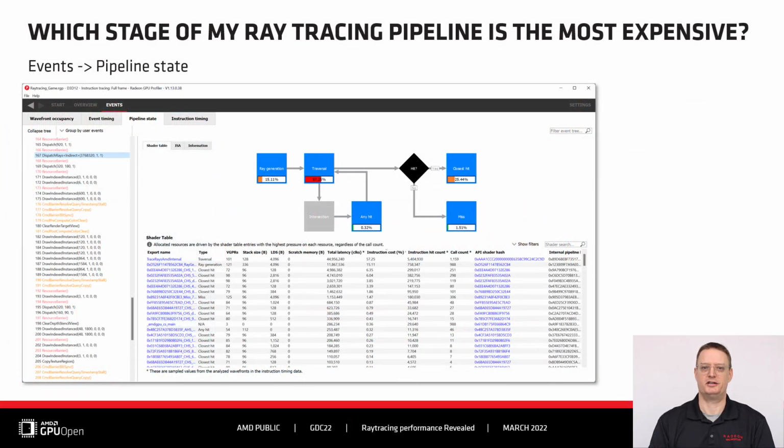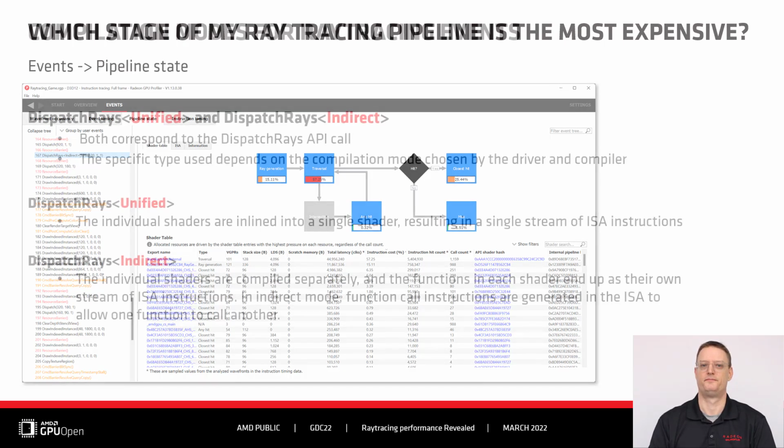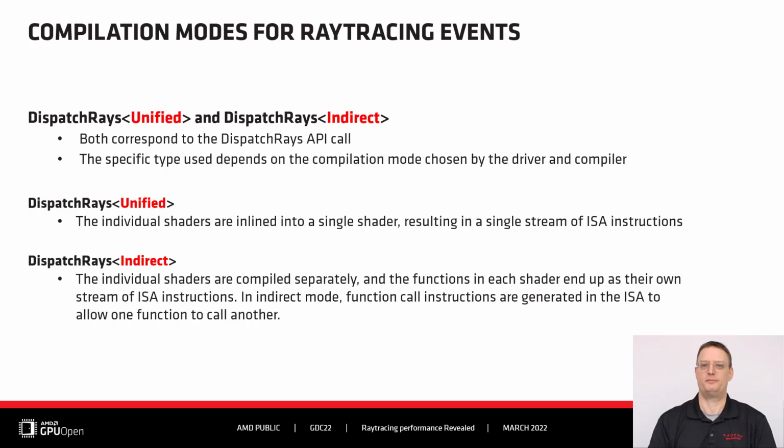For the next set of questions that RGP can help answer, we turn to the pipeline state view, which shows detailed information about the pipeline used for a specific ray tracing event. But first, a quick note on the 2 compilation modes that can be used by a dispatch rays event. The specific compilation mode used by a particular pipeline is chosen at runtime by the driver and compiler.